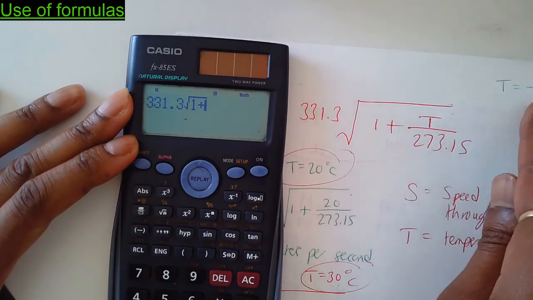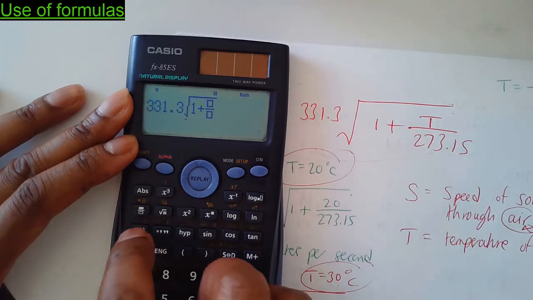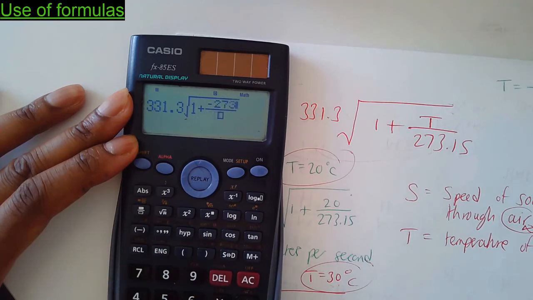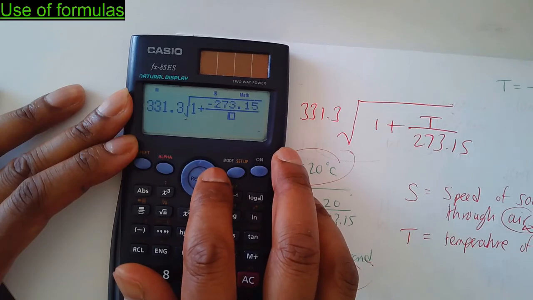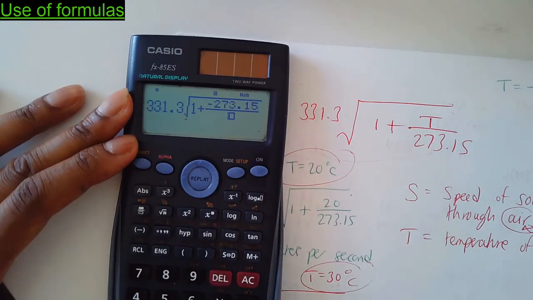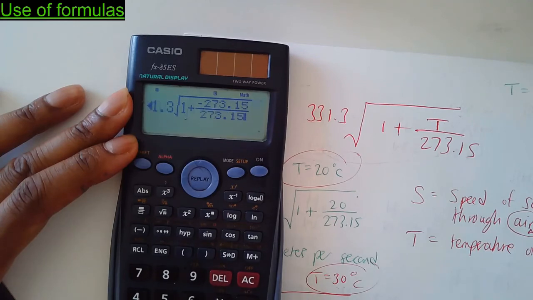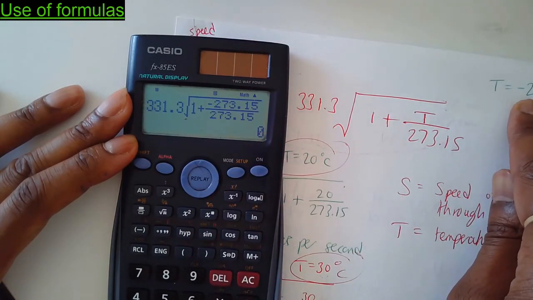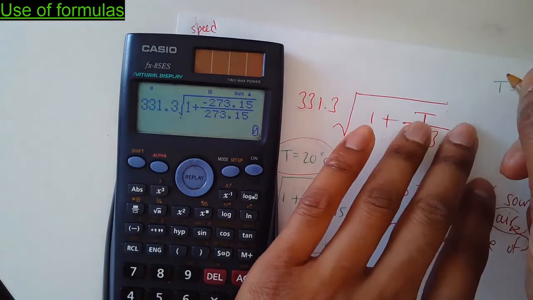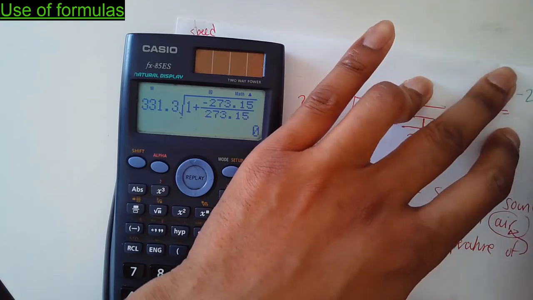Right, T is that. Use a fraction button first. -273.15. That's absolute zero. That's very, very cold actually. And over 273.15. Right, zero. So when T is -273.15, S is equal to 0.